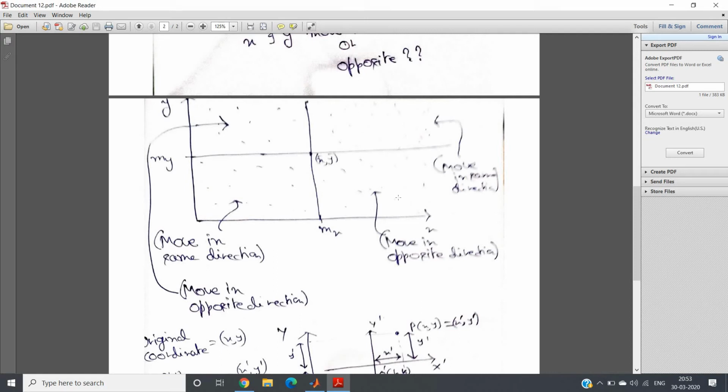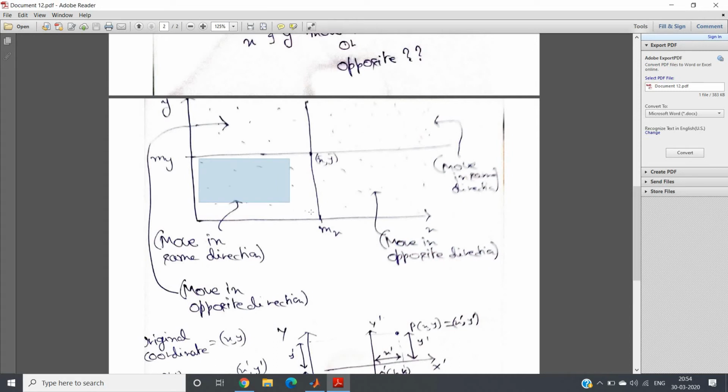So here x is more than x bar, but all the y coordinates are below my line. That means all the y coordinates are less than the mean of the y coordinates of our data set. That means x and y are moving in opposite direction, because x is more than the average of x, but y is less than the average of y. So they are moving in opposite direction.